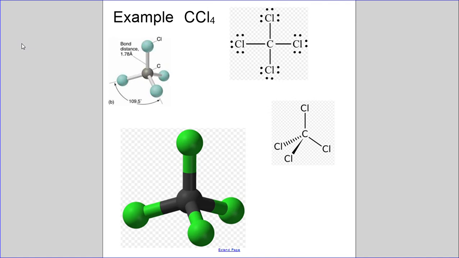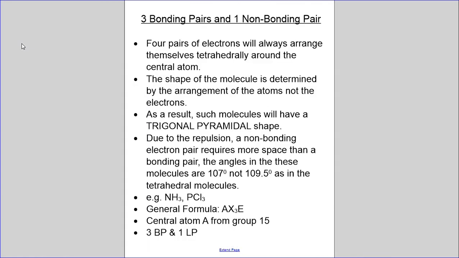As we keep moving over toward the left, we're going to start to introduce lone pairs in. So if we have 3 bonded pairs and 1 non-bonding pair, so there's our lone pair, in this case, we have a trigonal pyramidal shape. And so 4 pairs of electrons will always arrange themselves tetrahedrally around this central atom.